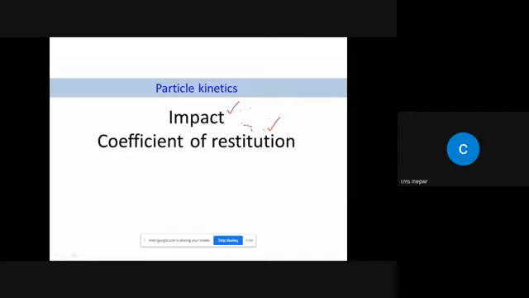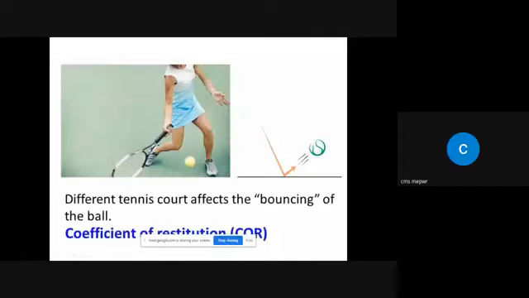Now, how that impact causes change in velocity is characterized by the coefficient of restitution. So we can say this is like a property of material, right? To understand this concept of coefficient of restitution, we can take an example from our daily life, from one of the sports activities. Let us consider tennis.